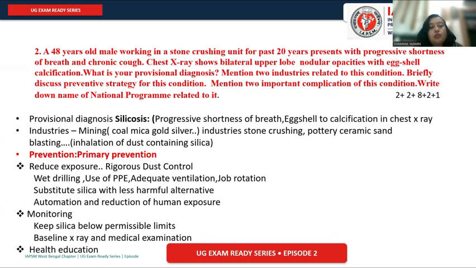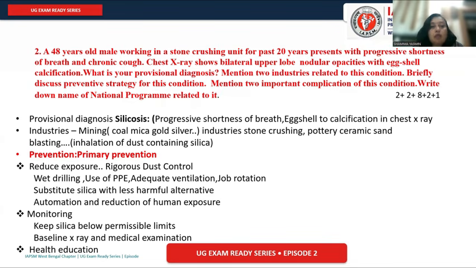As we know, workers of mining industries like coal, mica, gold, silver suffer from this pneumoconiosis. And the extra features also point towards it. The question asks us to mention 2 industries related to this condition. As we already said, they are mining industries, pottery, ceramics, sandblasting. So these are some of the examples we know of.